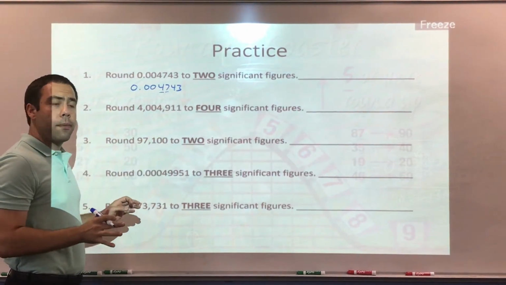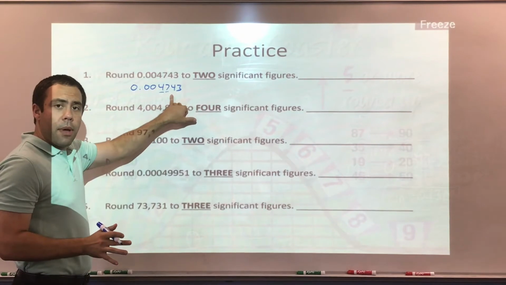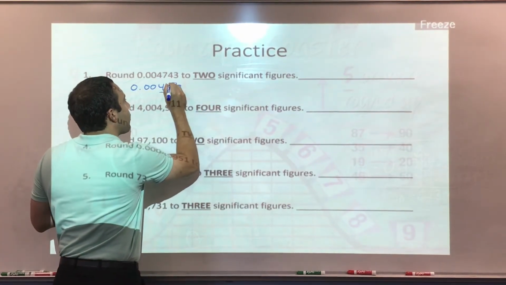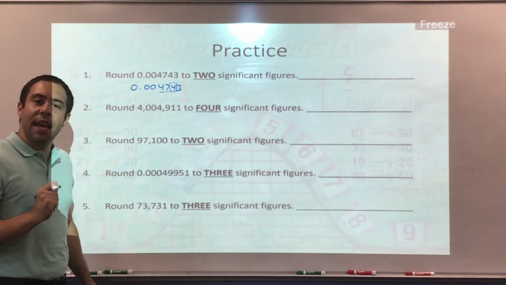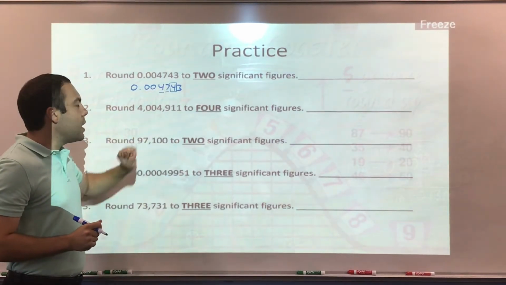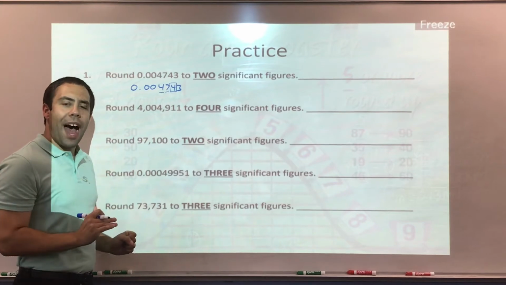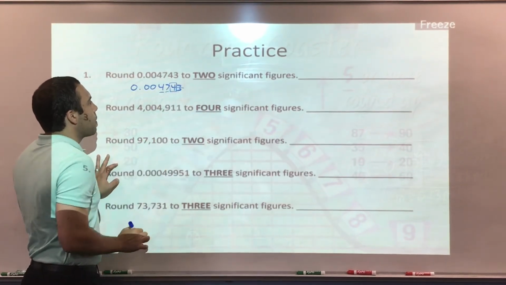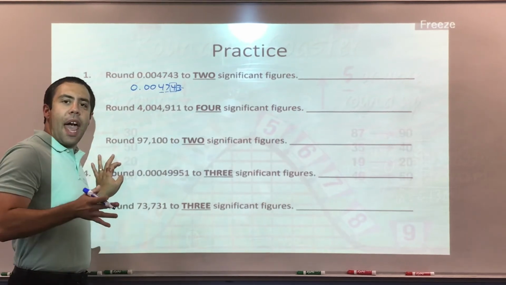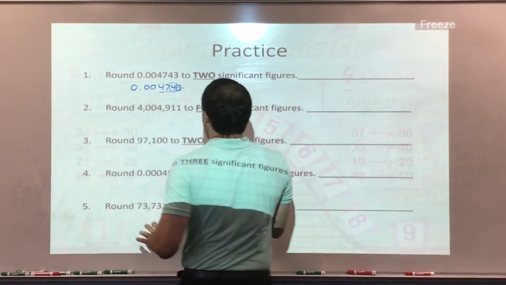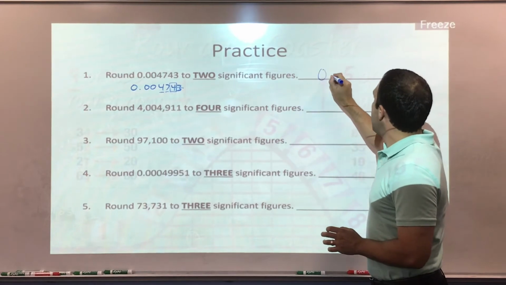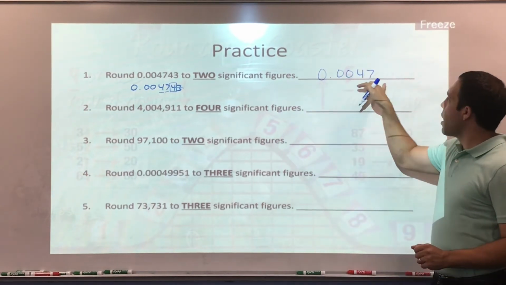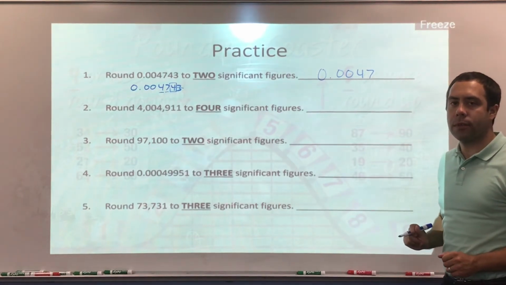Step 4, the next number, after the underlines, we put a box around it. And we take a peek in the window. We see this is a number 4, which is below 5, so we round down. So here, we don't have to do anything else. These numbers drop out. And finally, our last step, we rewrite the answer, 0.0047. And it has 2 significant figures.